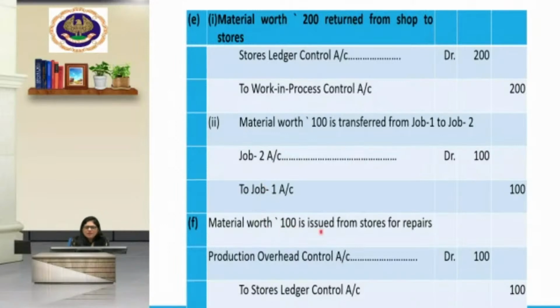Material worth rupees 100 is issued from stores. Stores means stores ledger will be credited. For repairs, repairs means production overhead control account. So every indirect material will be transferred to production overhead. If it is going for production, every direct material will be transferred to WIP. So direct material, direct labor, direct expenses will be transferred to WIP. Indirect material, indirect labor, indirect expenses will be transferred to either production or admin or selling and distribution overheads. All right.